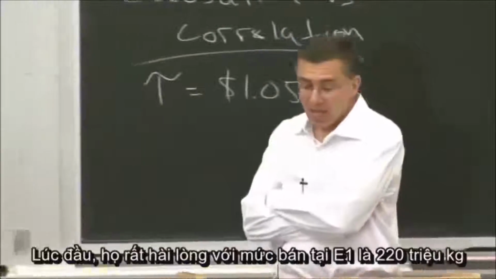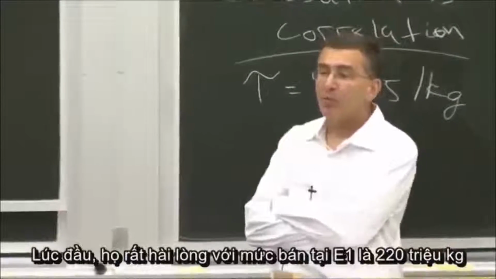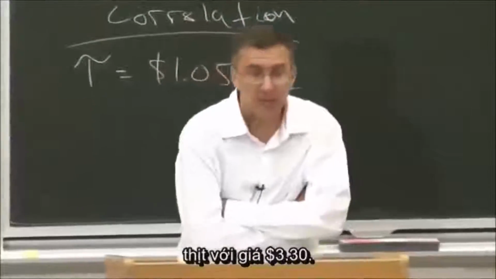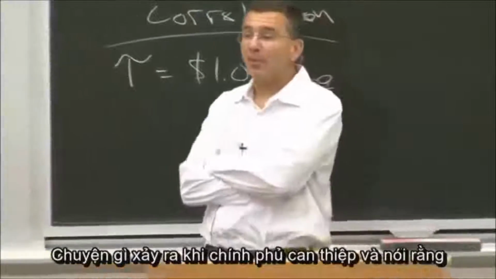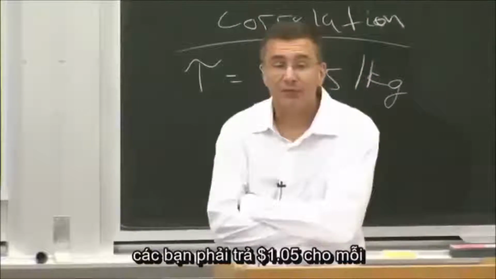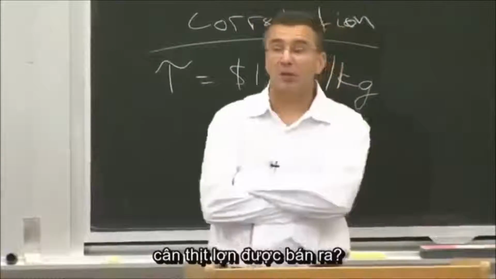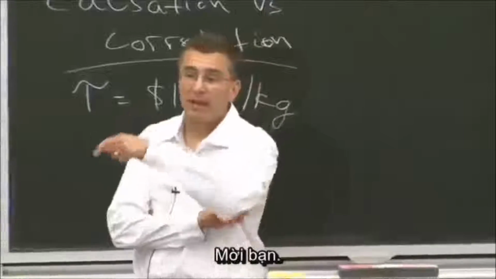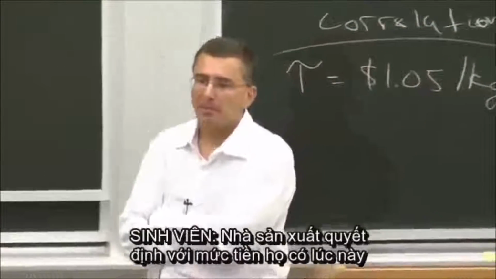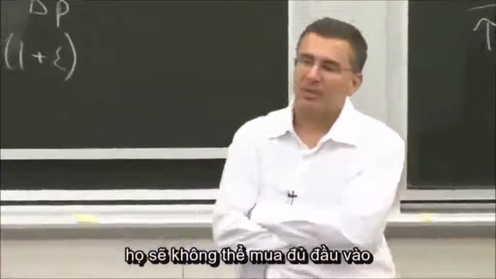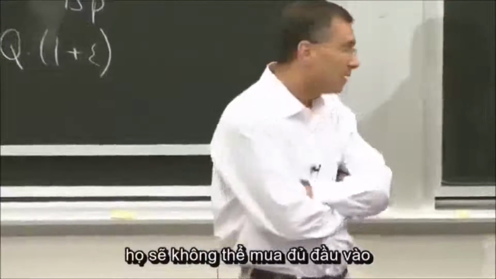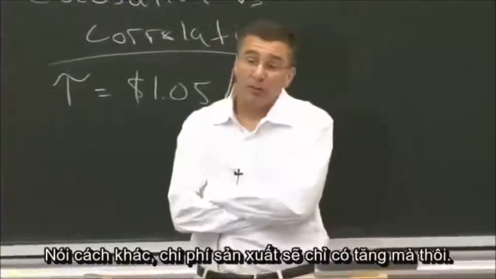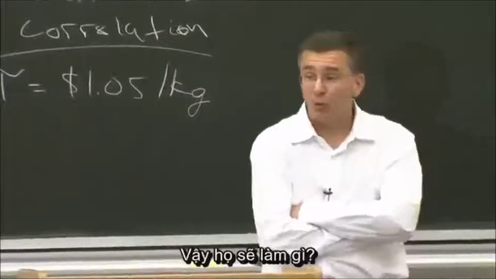What do they think? They're initially happy, remember, at E1, selling 220 million kilograms at $3.30. What happens when the government comes in and says, you have to pay $1.05 for every kilogram of pork you sell? Yeah? The producer decides that the current amount of money they have will not be able to buy as much inputs to create their products, so they can produce less. Exactly. So in other words, the cost of producing just rose.